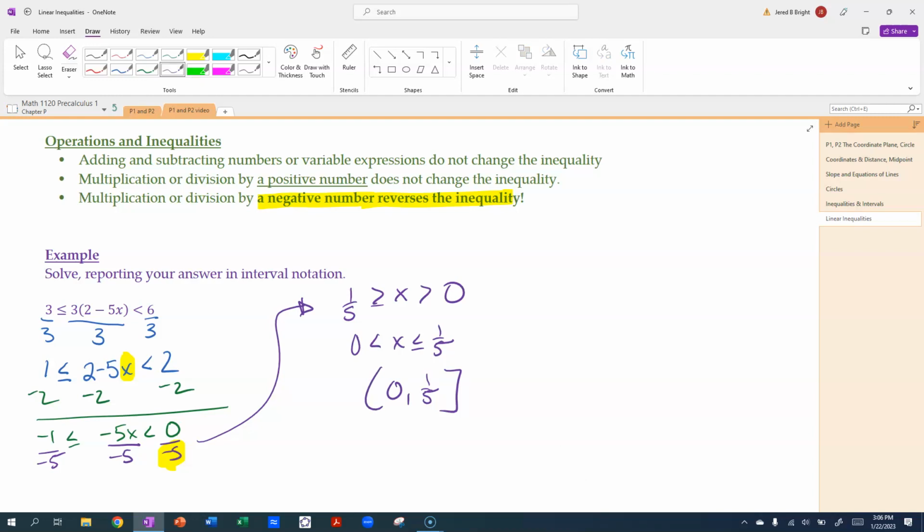The key thing to remember is that if you multiply or divide by a negative, that reverses the inequality. So keep that in mind as you're solving linear inequalities.